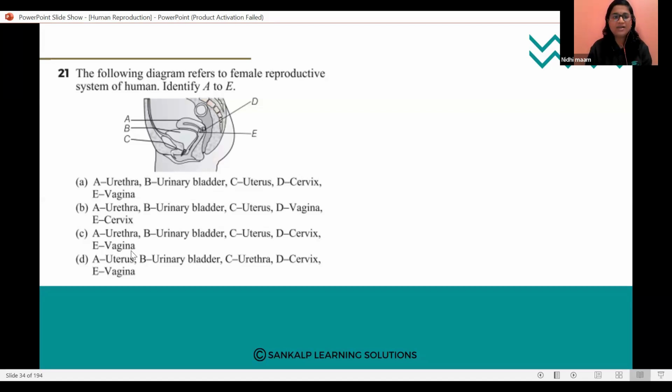So here A is uterus, B is urinary bladder, this one. C is urethra, D is cervix. Where is D? This is cervix. And E is vagina. Okay. So for the 21st question, option D is the right answer.